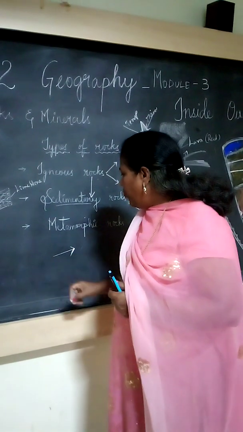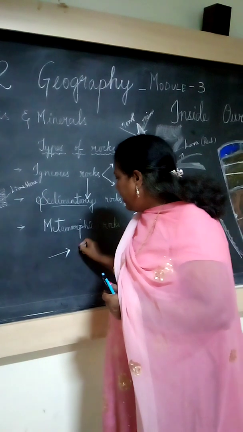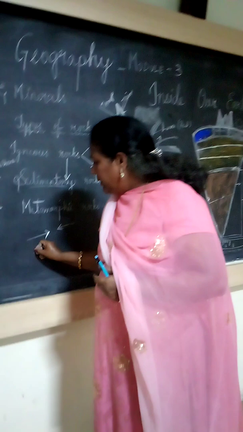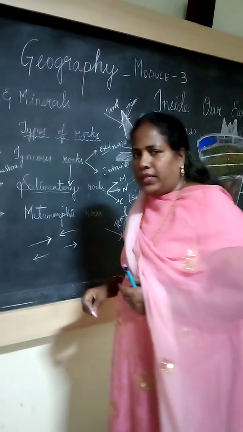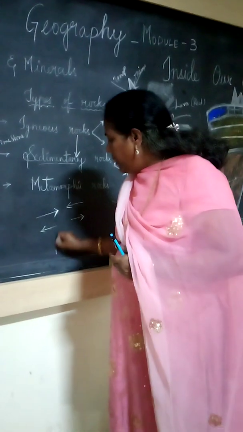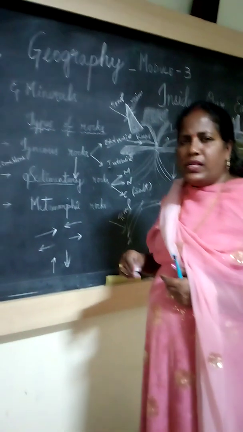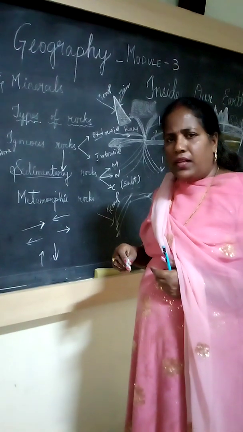Tectonic movement, plate movements. Here two plates are there like this. They are moving one way, suppose away from each other. Next, one plate is moving up, one plate is moving down. Tectonic plate movements are of three types.